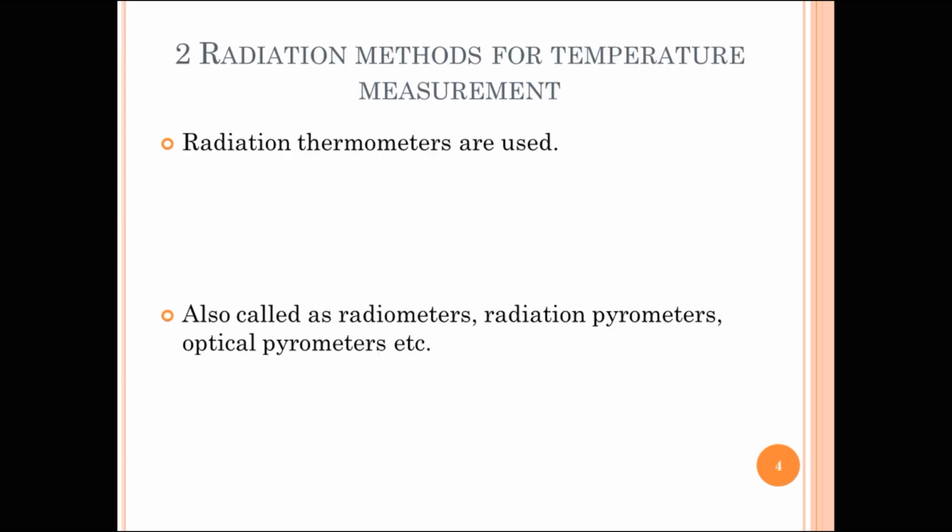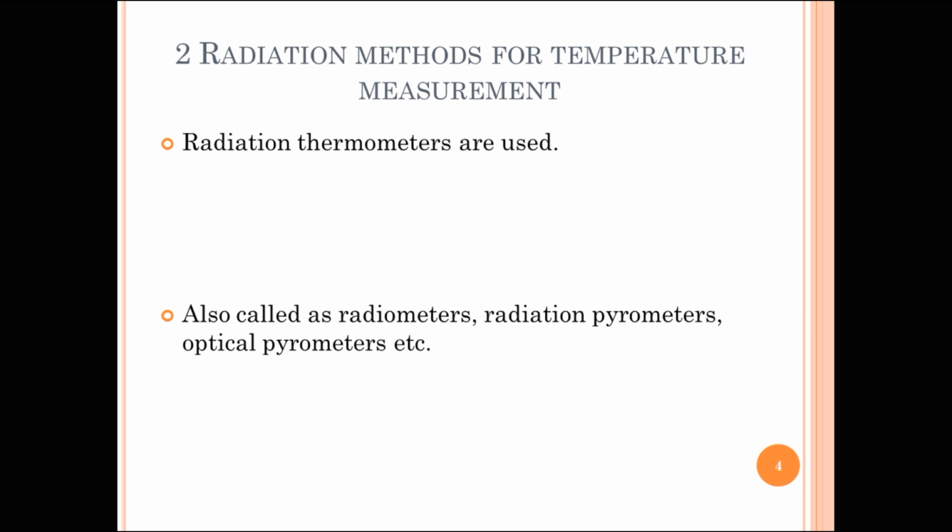Next one, radiation methods for temperature measurement. The above mentioned temperature measurement devices do the measurement by physical contact with the body whose temperature is to be measured. It has many drawbacks. First, the measuring device must withstand the temperature to be measured. For high temperature applications, this creates the complexity of melting the device itself.